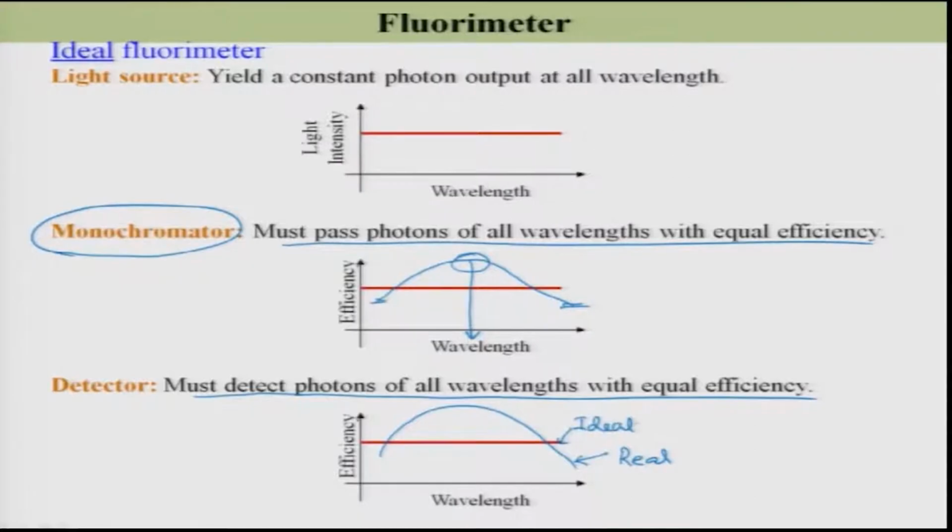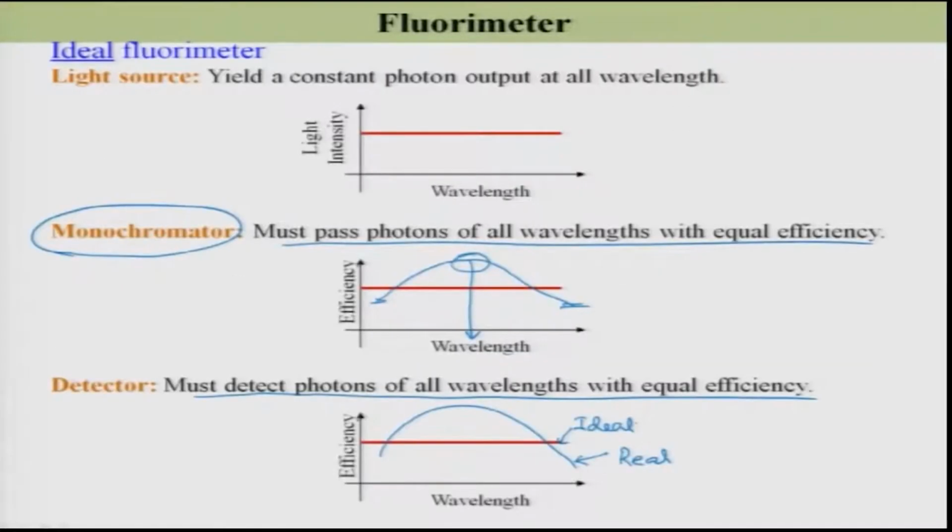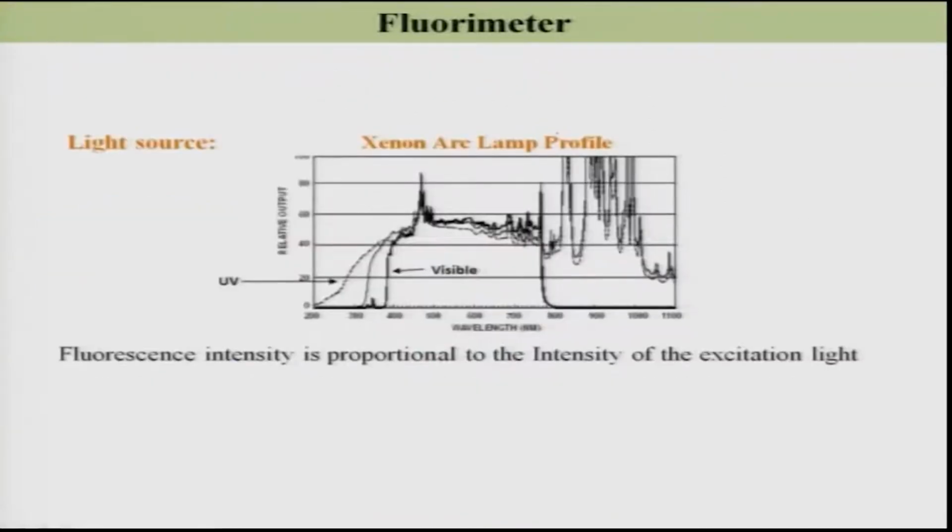And what will be the problem in this? Here I also want to show that the light source is not a horizontal line either. This is the actual spectrum of a xenon arc lamp, the light source. You see this actually has a lot of spikes, and the shape is bell shaped, with a lot of spikes over here.